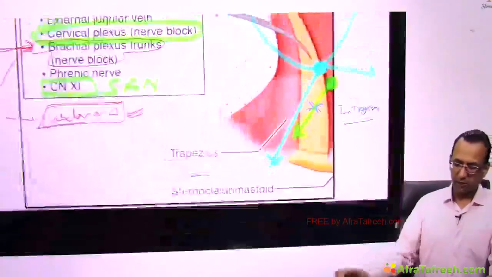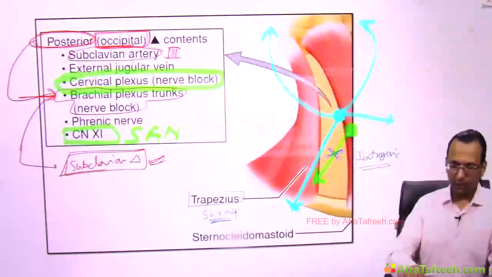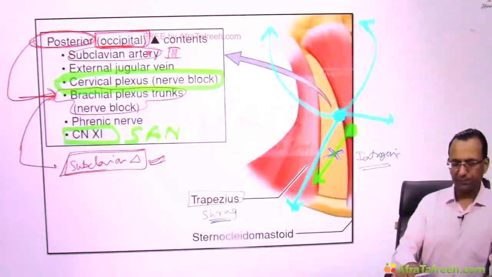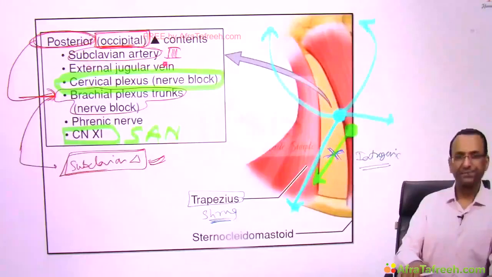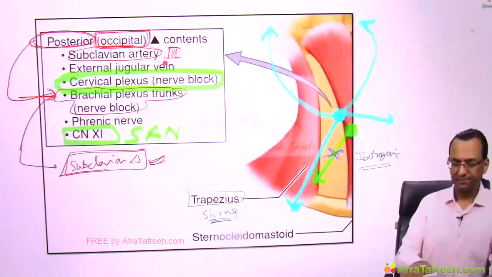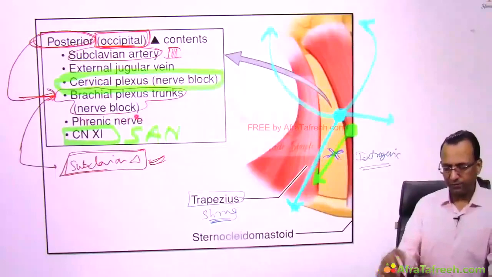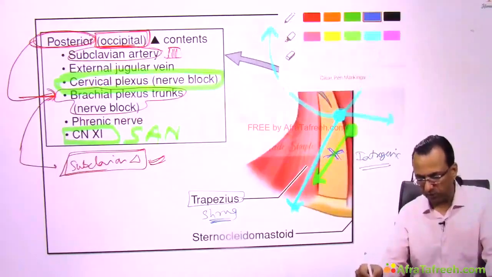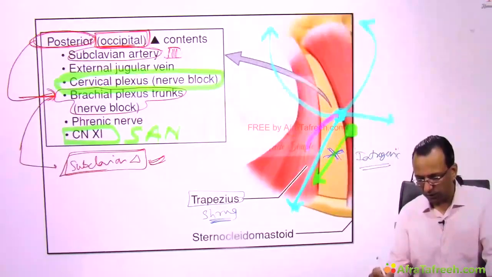Who else is there in the posterior triangle? We have told subclavian third part, which can be blocked in the lower subclavian triangle. An external jugular vein is there. And cervical plexus can be blocked here. Brachial plexus can be blocked here. Phrenic nerve. You know, phrenic nerve is also coming from here. Where? Cervical plexus. Yes. So I'll block it.